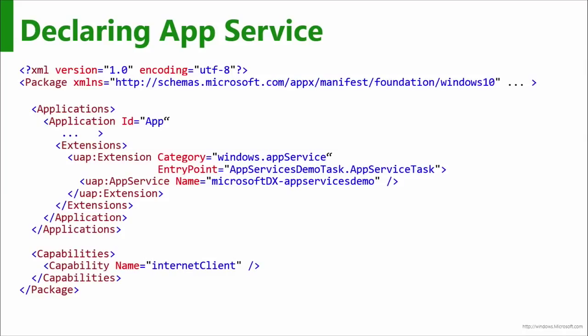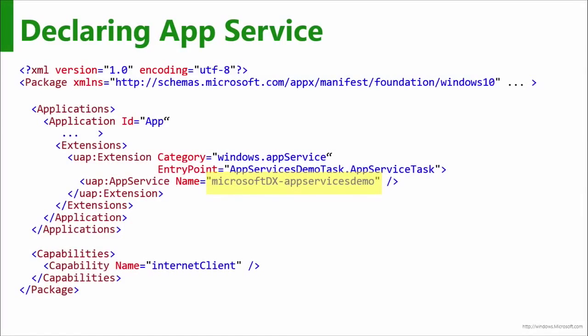But I would call mine something unique to me. Yeah, exactly, yes, so that's right. And that's it. It's now ready to go. It just needs to be deployed to the target and clients can start calling your Microsoft DX-App Services Demo service. Got it. That's pretty cool. Yeah, there's the entry point on the task and there's the name for the app service.